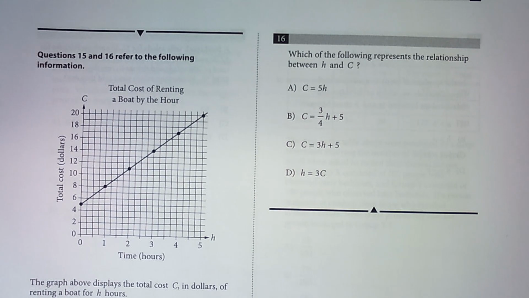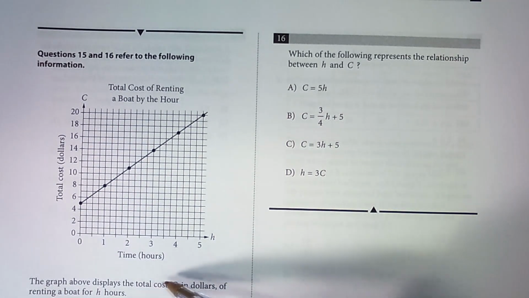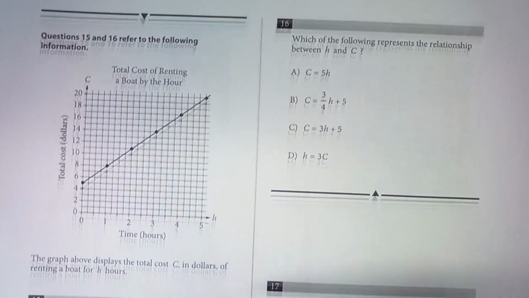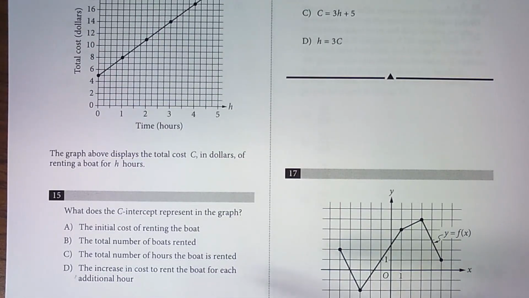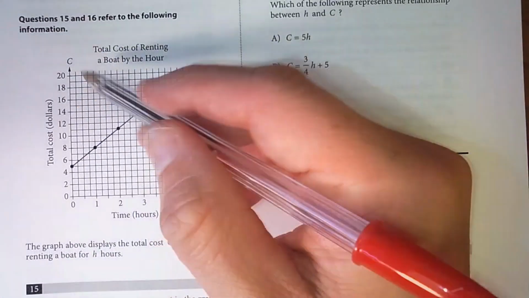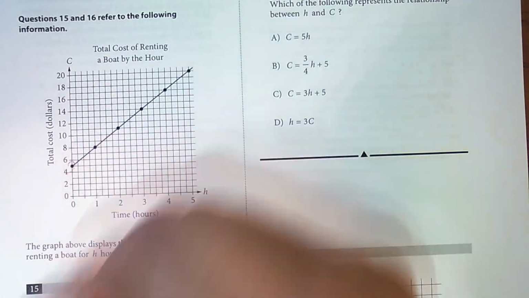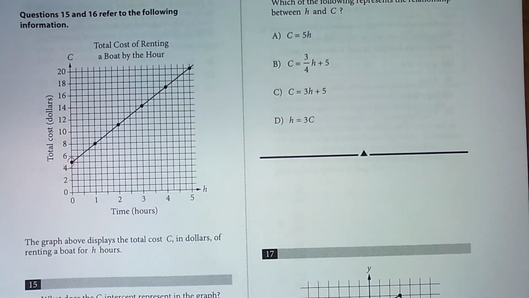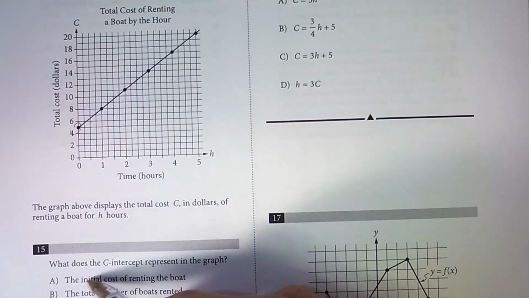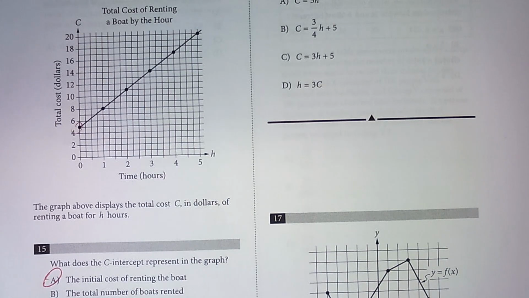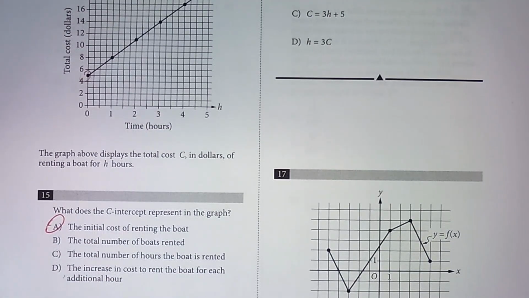Okay, we've got a chart showing the total cost of renting a boat by the hour. The graph shows the cost C in dollars of renting the boat for H hours. What does C represent in the graph? C is this vertical axis like a y-axis, so basically that's the y-intercept. That's always a starting point. The initial cost. Initial is a starting point. That's it. The initial cost.